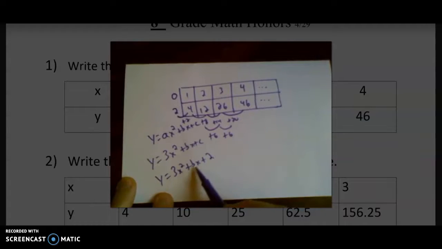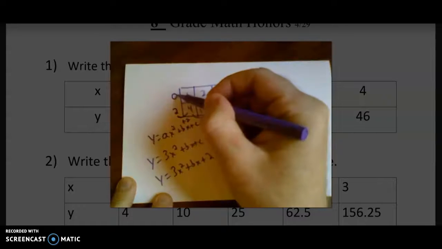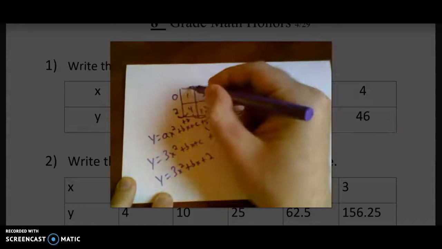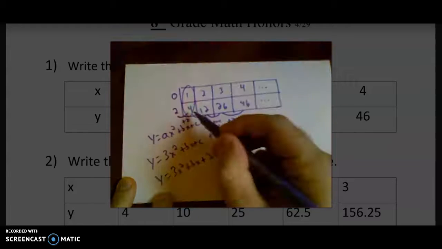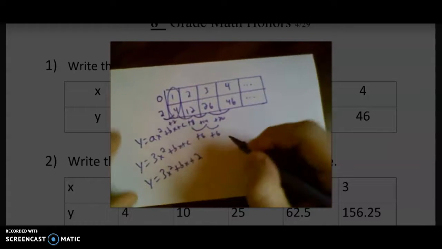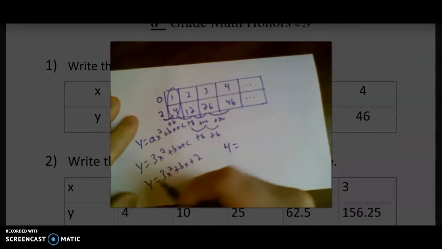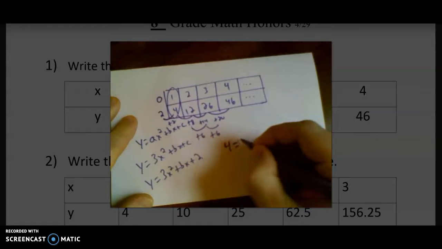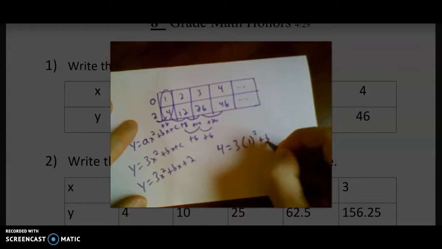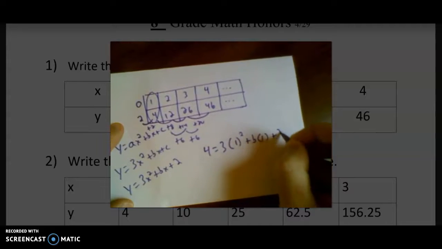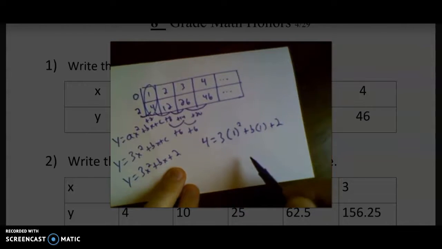And now I can just use some algebra to find the value of b. So I'm going to take any coordinate that doesn't have 0 in it. Let's say this one. So that means my x values become 1 and my y values become 4. So 4 equals, as in y became a 4, 3 times 1 squared plus b times 1 plus 2.